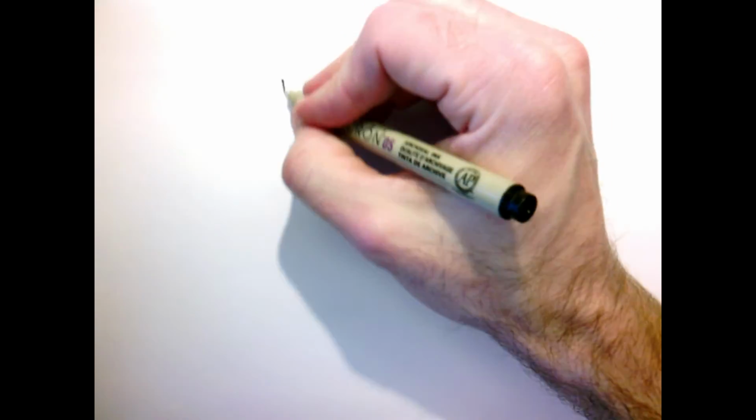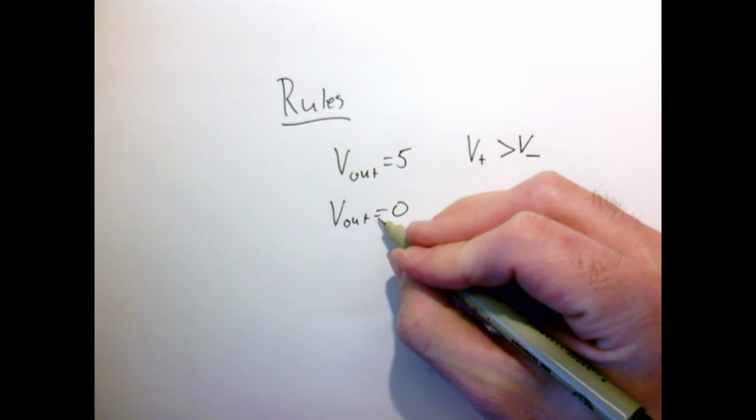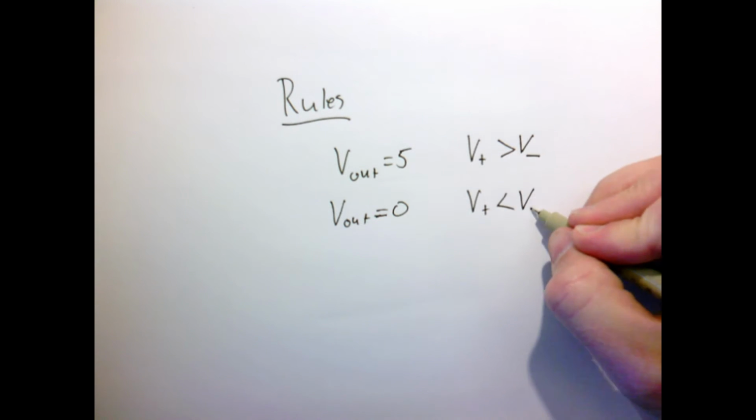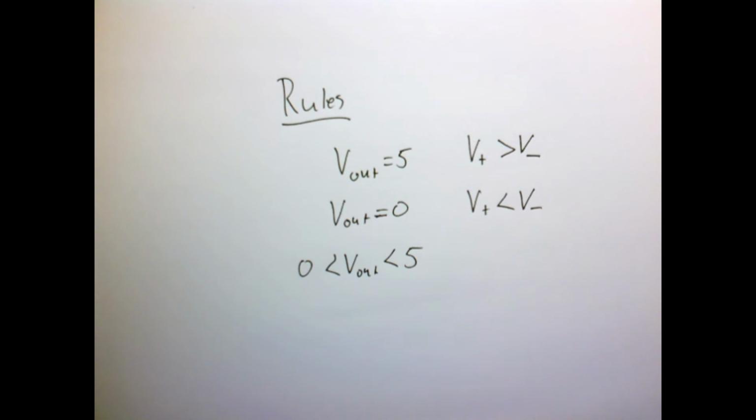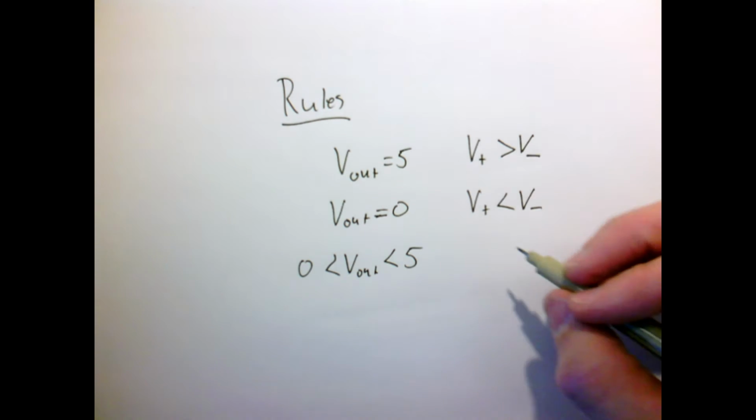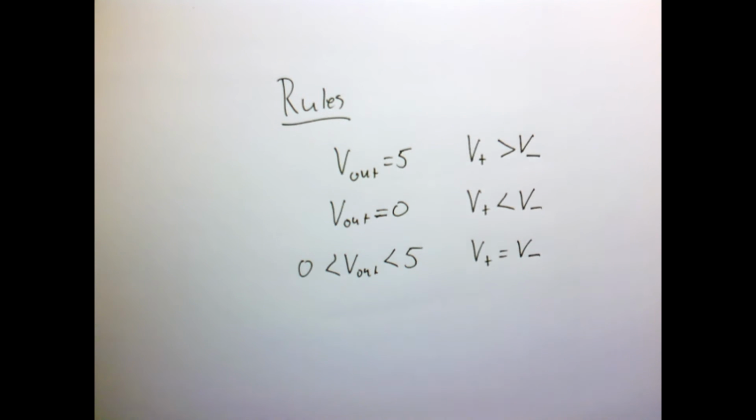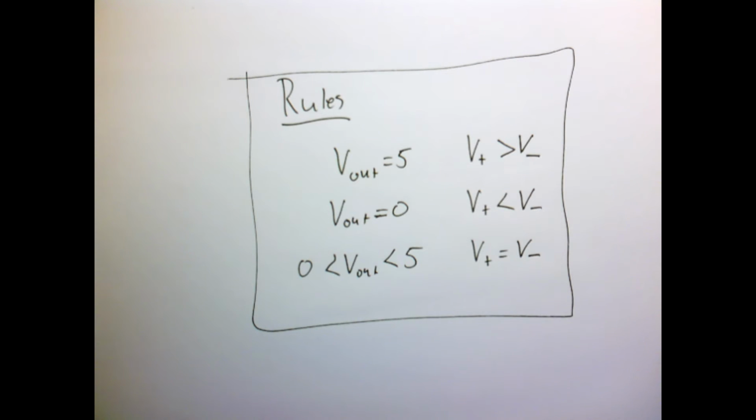And so what we find is the following. If we measure V out being 5 volts, or our positive voltage rail, all we can say is that V+ is greater than V-. If V out is equal to 0, or our negative voltage rail, we can say that V+ is less than V-. And if we measure that V out is anything other than 0 or 5, our 2 voltage rails, then we can say that V+ is equal to V-. And so this is very important, and we will use this to analyze the circuits that we build with op amps in a very simple way.